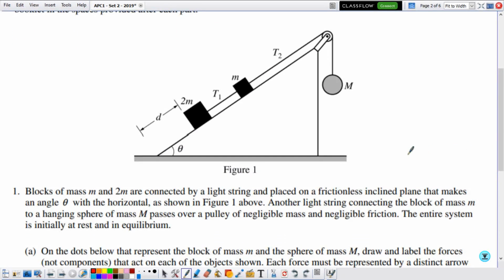Then let's start. Blocks of mass m and 2m are connected by a light string and placed on a frictionless inclined plane. The inclined plane is frictionless. It makes an angle theta with the horizontal as shown in figure 1 above. Another light string connecting the block of mass m to a hanging sphere of mass capital M passes over a pulley of negligible mass and negligible friction.